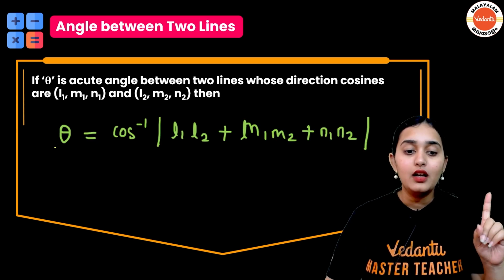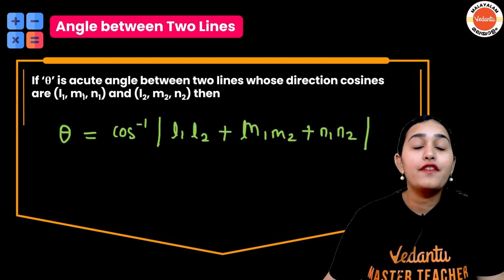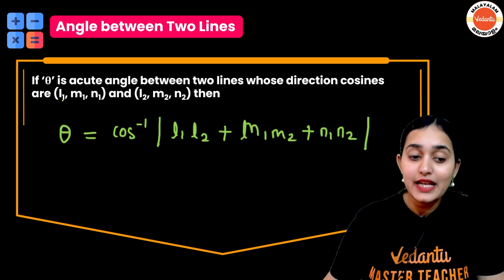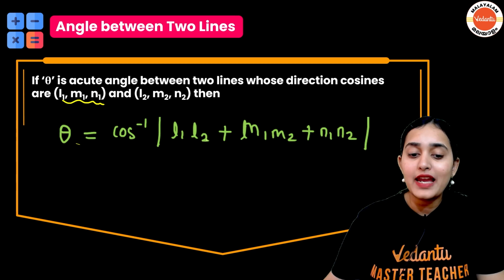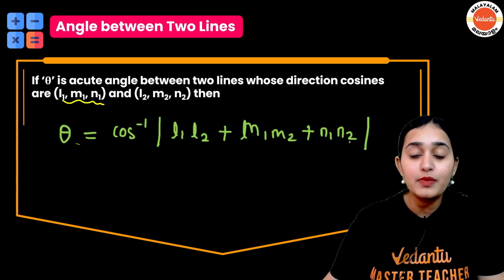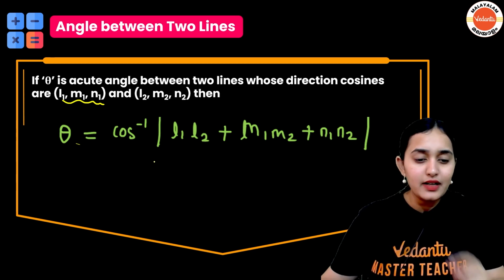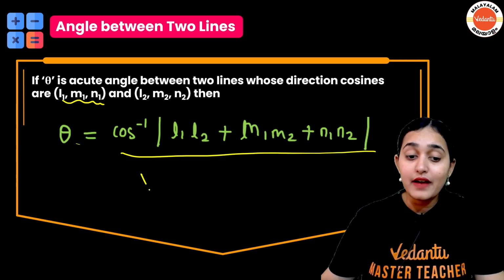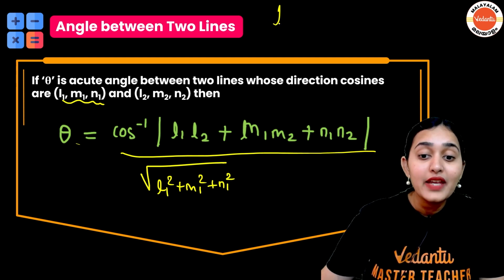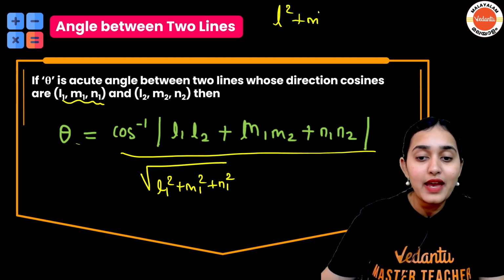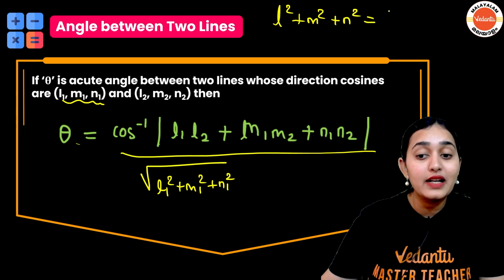Okay, next, similarly if direction ratio is not given and direction cosine is given, then theta will be cos inverse of l1 into l2 plus m1 into m2 plus n1 into n2. Now you might be wondering why in the denominator we don't have root of l1 square plus m1 square plus n1 square, because remember l square plus m square plus n square is equal to 1.